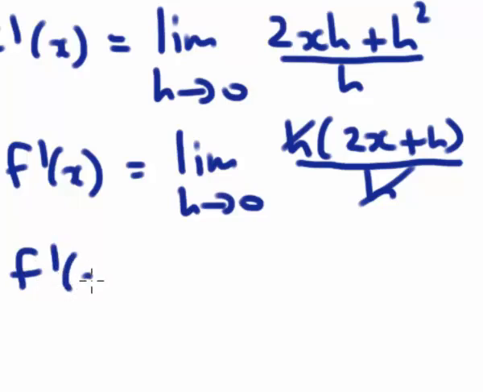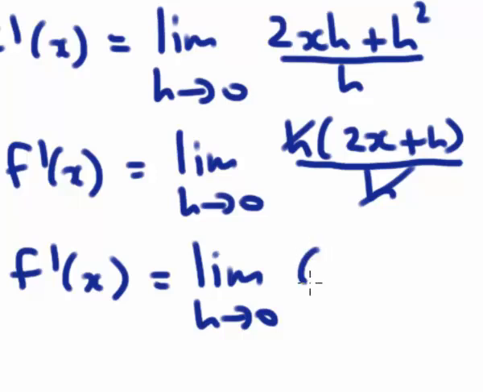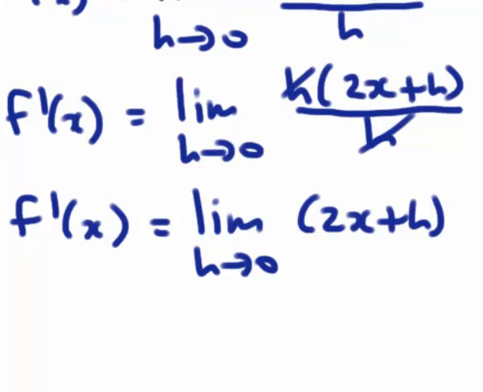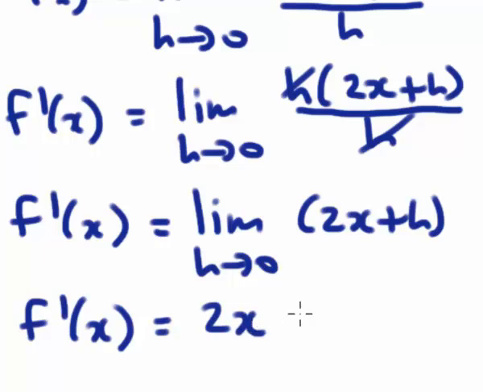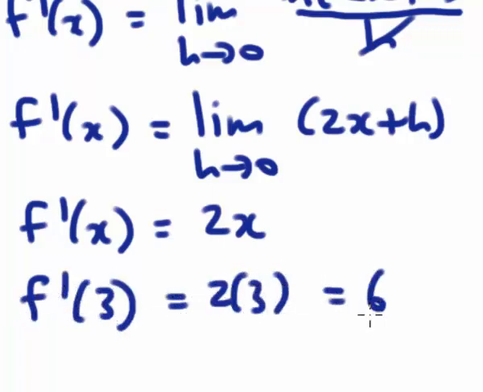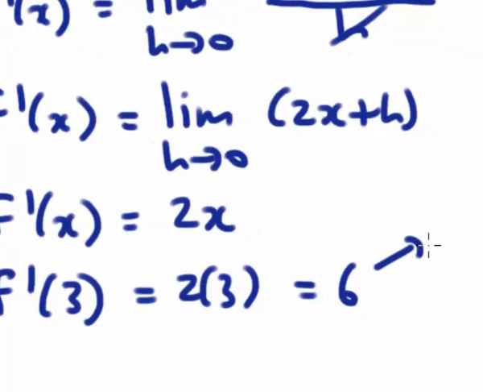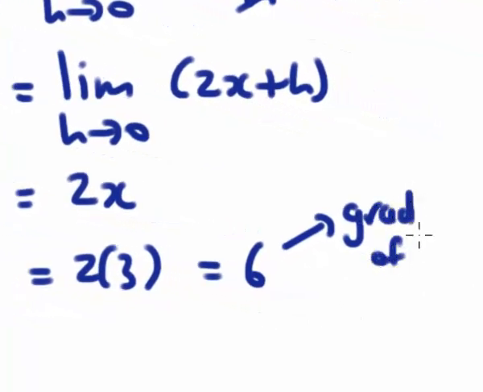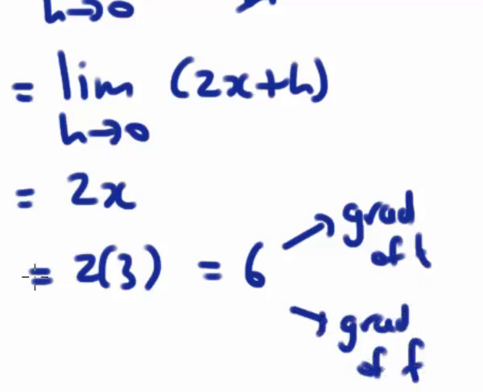We've got f prime x is equal to the limit as h approaches naught of 2x plus h. Now all you have to do is plug in h approaching naught, so f prime x is equal to 2x plus naught. And then all we have to do is say, well, what is the gradient at 3? f prime 3 is 2 times 3, which is equal to 6. And this here is the gradient of the tangent, which in turn is the gradient of the parabola itself at x equals 3.